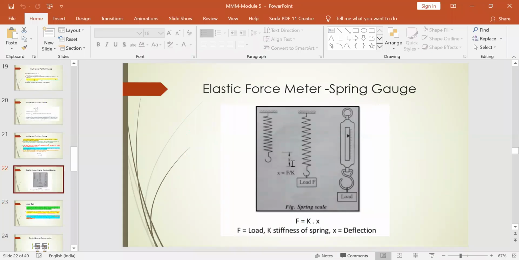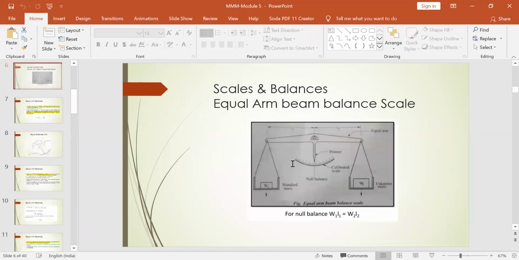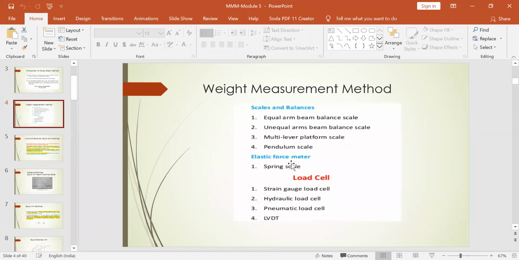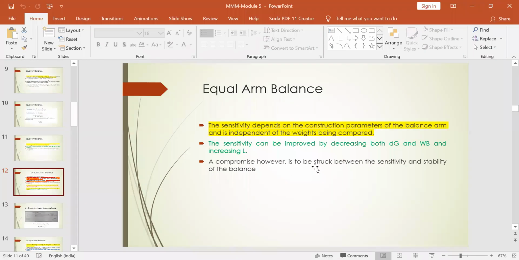Apart from that, you have one more thing, what we call a spring gauge. If we go back to our classifications, we covered scales and balances, where we had three types: equal arm, unequal arm and multi-lever platform scale, right? After that, the other type of force measurement is through an elastic force meter. In that we have one classification called a spring scale. One example of the spring scale is our spring gauge.